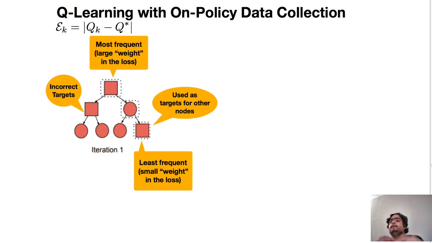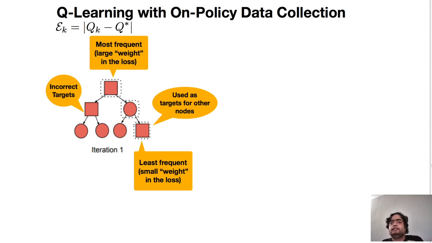So if you collect data using on-policy data collection, and let's imagine for now that you can collect exactly all the states, so you have no sampling error, you can exactly estimate the expected Bellman error under the on-policy data collection distribution. Then you'll find that the largest weight in the Bellman error loss function would come from the state that is the root node, or closer to the root node, whereas the leaf nodes will have the lowest weight in the loss.